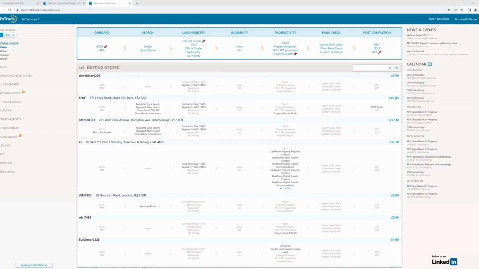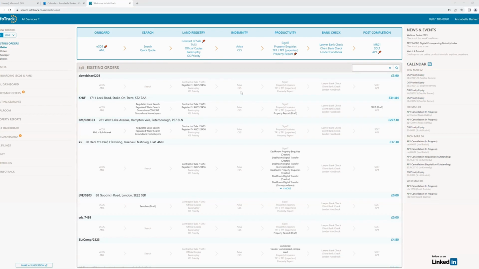Okay, so before we start our Q&A, I'll just quickly run through the features that we have built into the InfoTrack platform to help you stay up to date with the UK Finance Lenders Handbook. So this is your InfoTrack home screen. On the left, you've got your dashboard, in the middle are your current matters, and on the right-hand side, your news and calendar. We've set out a workflow which is separated into modules, and the Lenders Handbook is available in the bank check module.